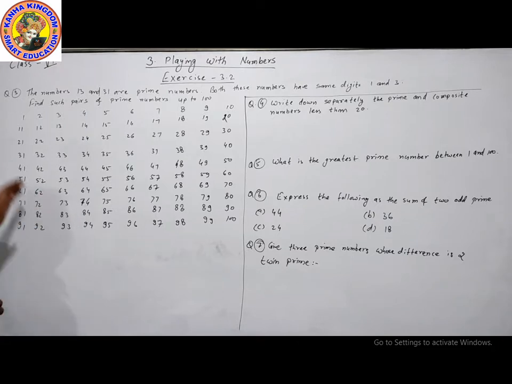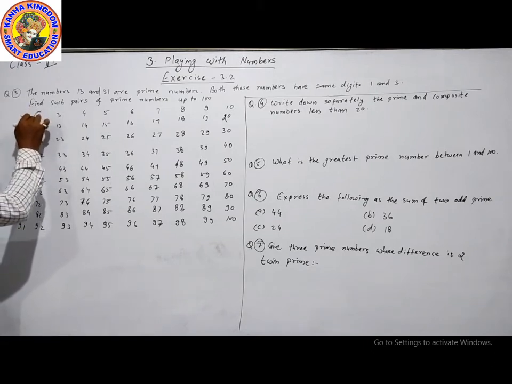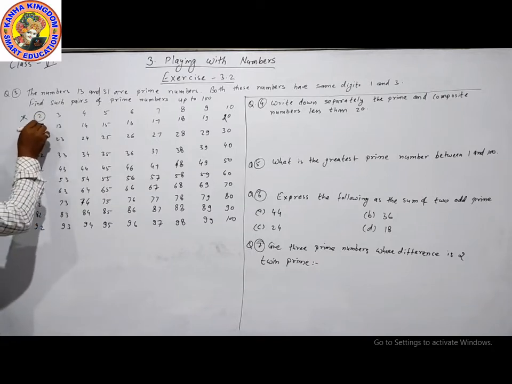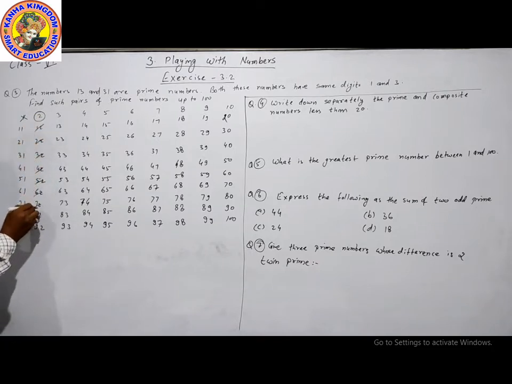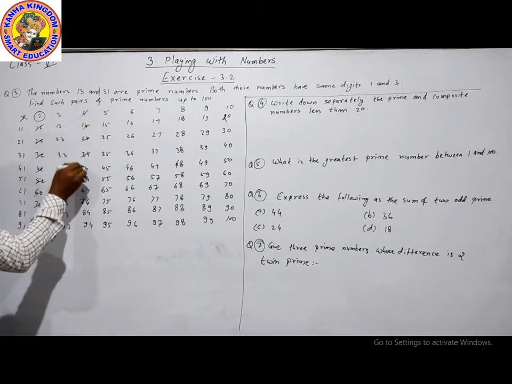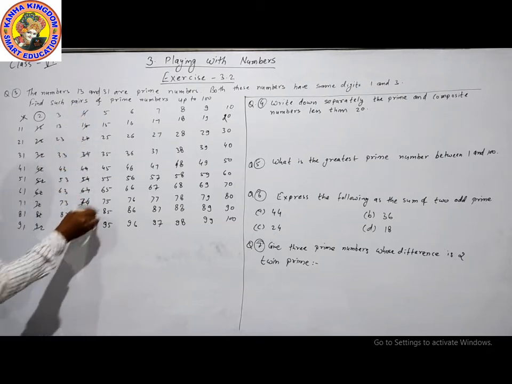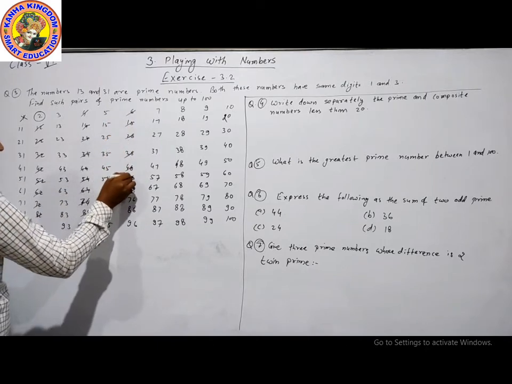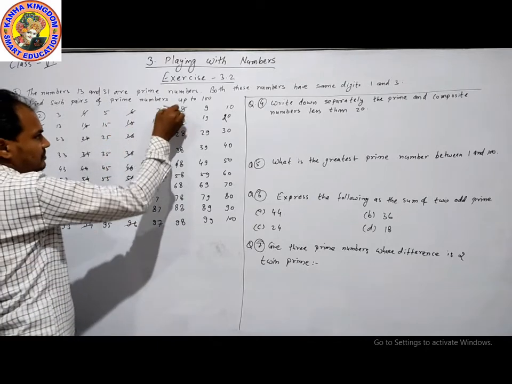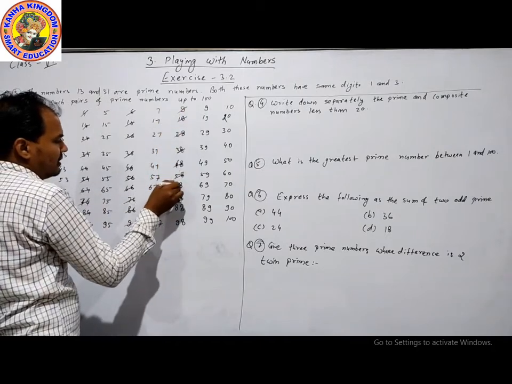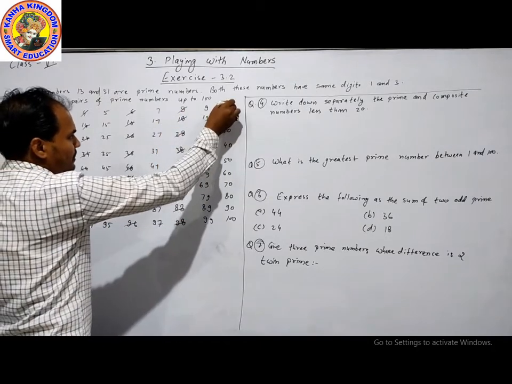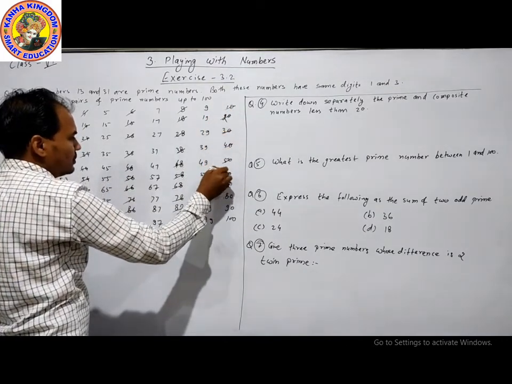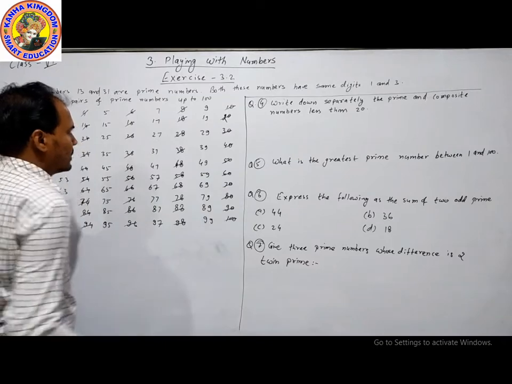So, we will draw a table of the sieve method. 1 is not prime or any composite number. Now, 2 is our prime number, so we will cut the numbers which can be divided by 2. We will cut all the numbers which can be divided by 2. All even numbers will be out of the prime number series. 2 is the only even prime number.